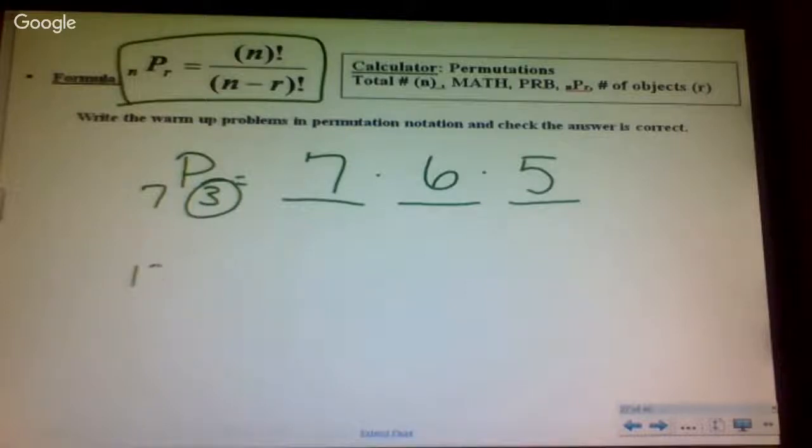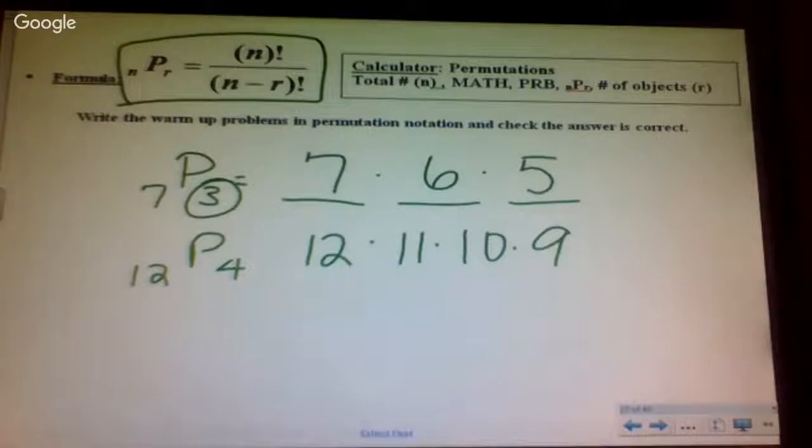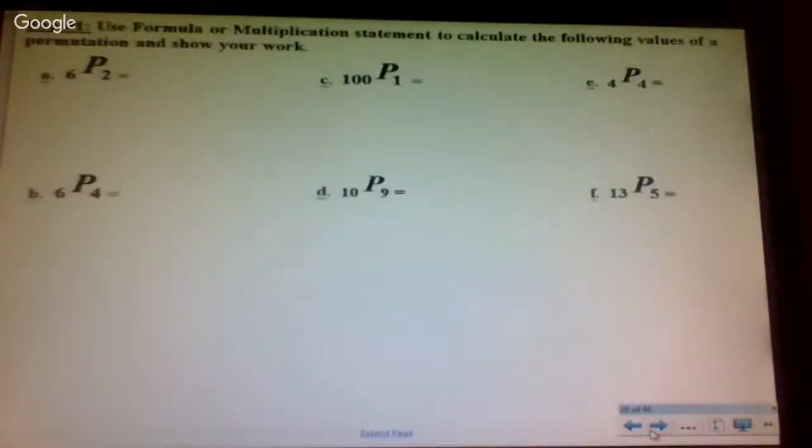So if we had something like 12P4, okay, we'd start with 12, 11, 10, 9. You've got 4 spots to fill and you start at 12. Okay, that's it. That's all permutations are. We're going to deal with stuff that looks like this.